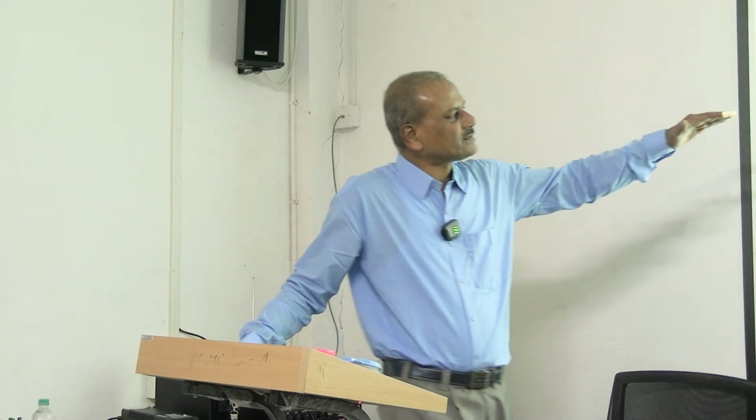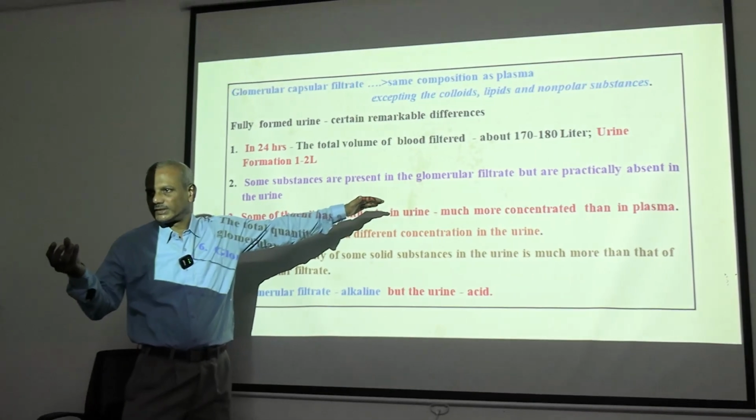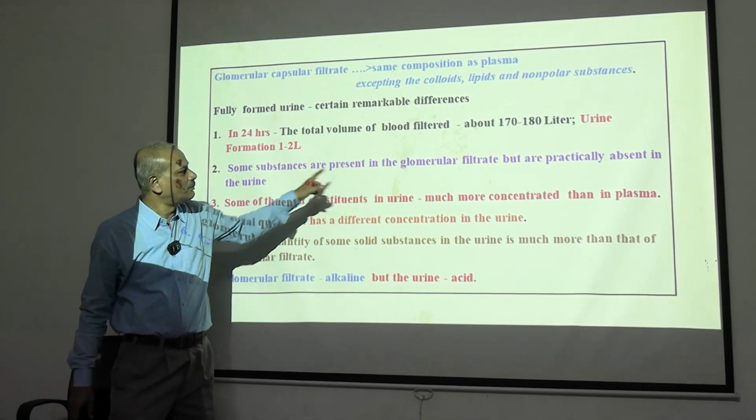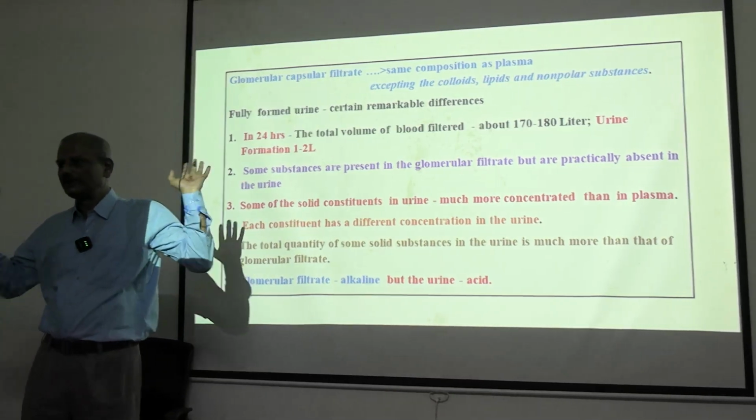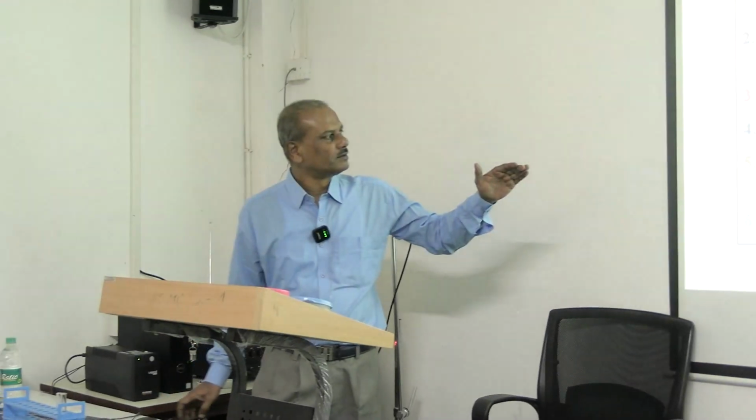So, some substances are present in the glomerular filtrate, as I told you, like glucose, amino acids, all those things, but are practically absent in normal urine. You understand and write down.